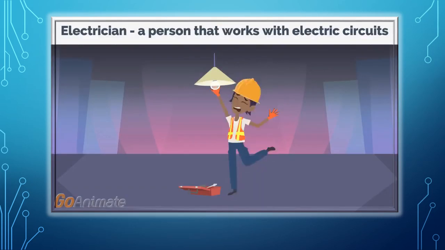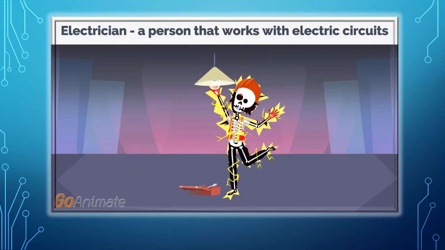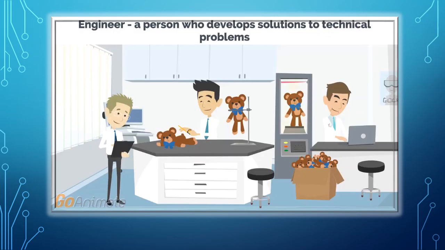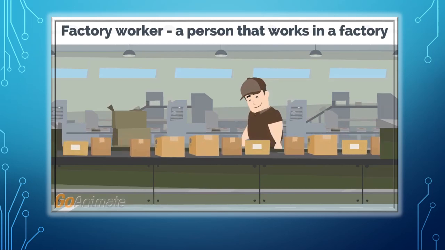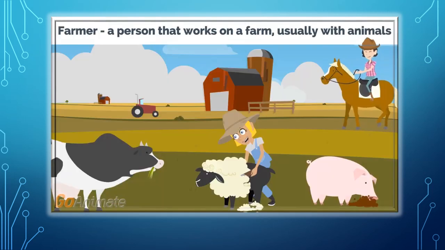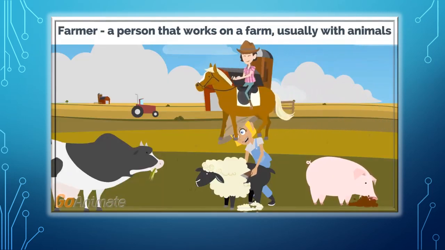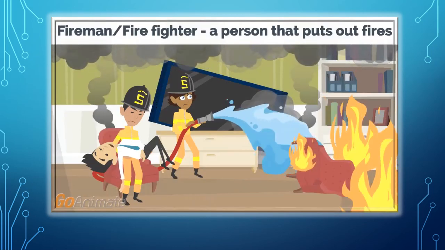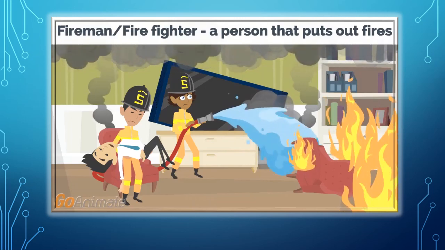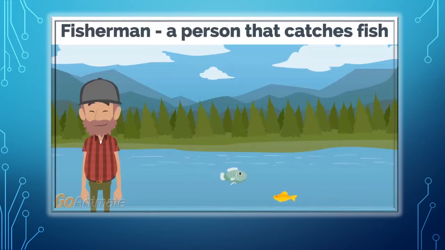Electrician, a person that works with electric circuits. Engineer, a person who develops solutions to technical problems. Factory worker, a person that works in a factory. Farmer, a person that works on a farm, usually with animals. Fireman, firefighter, a person that puts out fires. Fisherman, a person that catches fish.